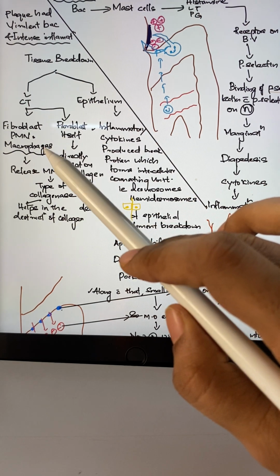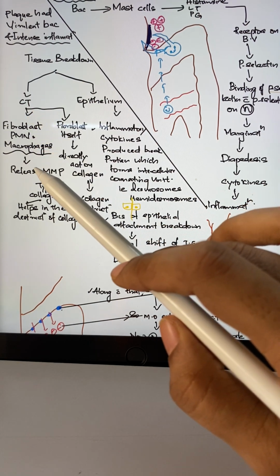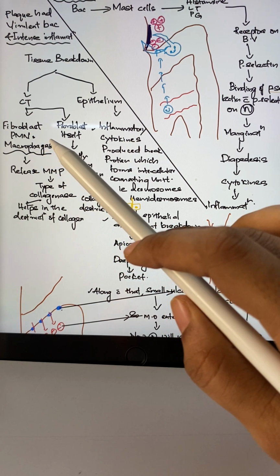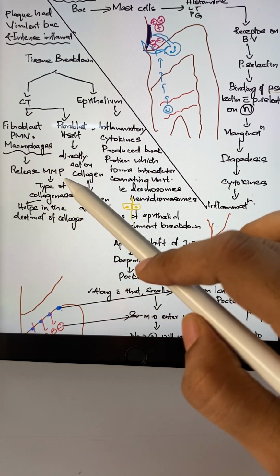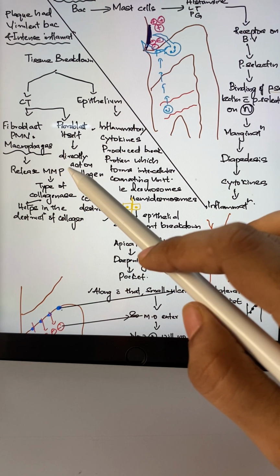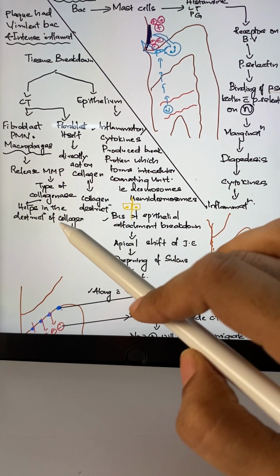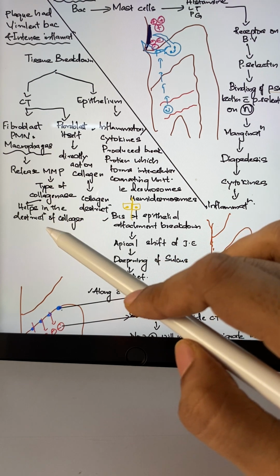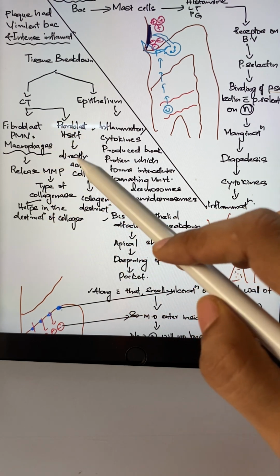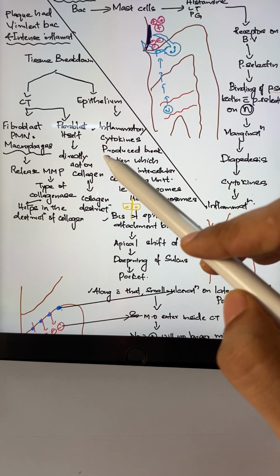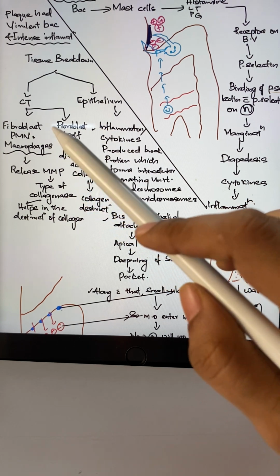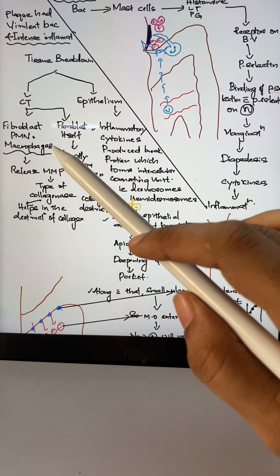In connective tissue, we have fibroblasts. So these fibroblasts, PMNs and macrophages release MMP, that is the matrix metalloprotein. They are a certain type of collagenase. These collagenases help in the destruction of the collagen, and the fibroblasts themselves directly act on the collagen and collagen destruction occurs. So this is happening in the connective tissue.